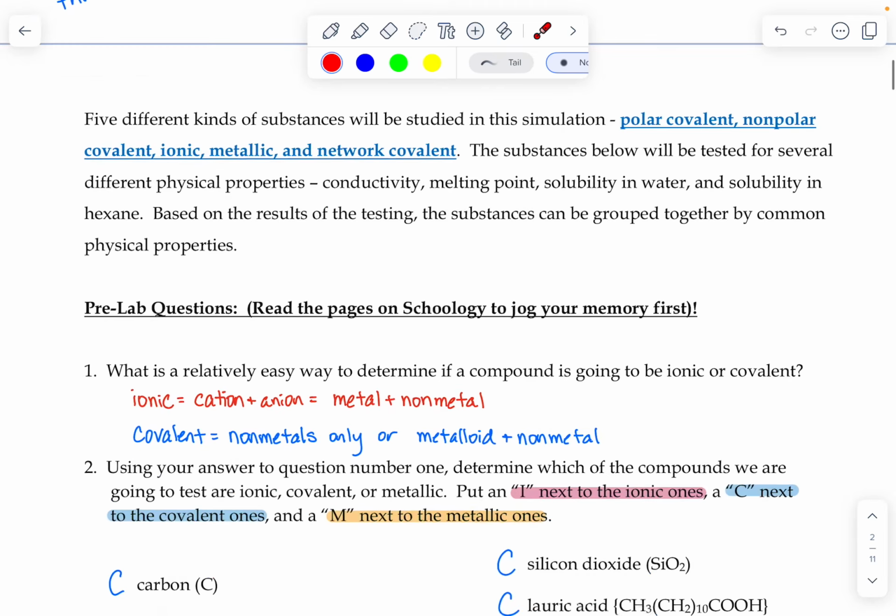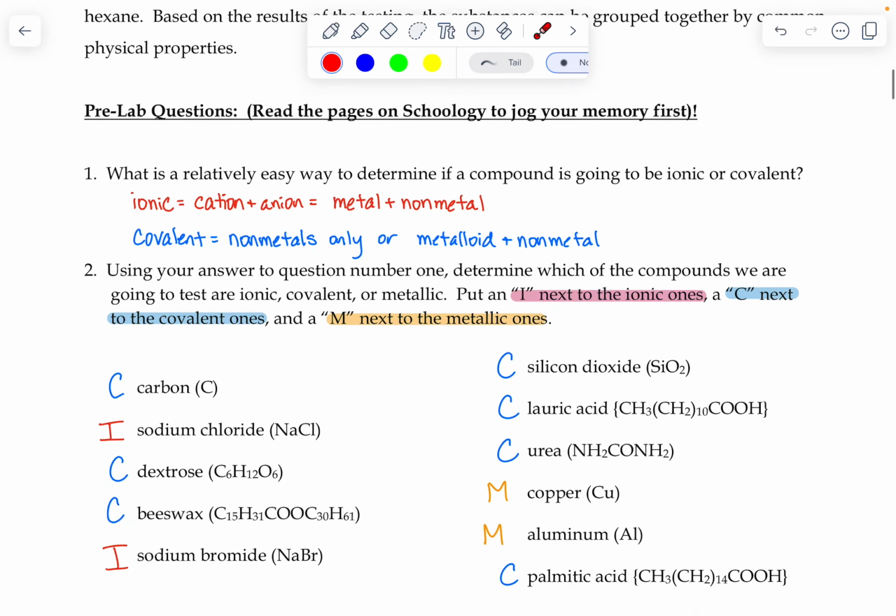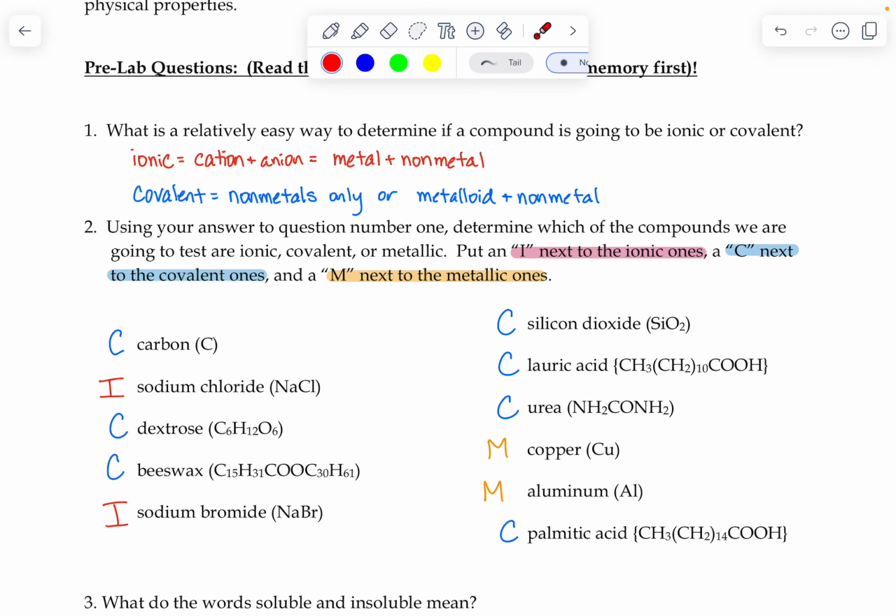Okay, so there are 5 different types of bonding that we're going to look at in this investigation: polar covalent, nonpolar covalent, ionic, metallic, and network. And I just wanted to go through some basics with you. So in that ionic versus covalent, there are 2 big categories.